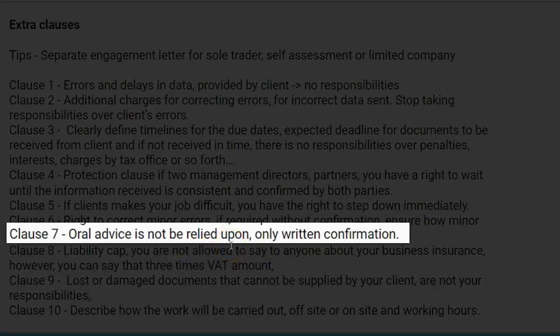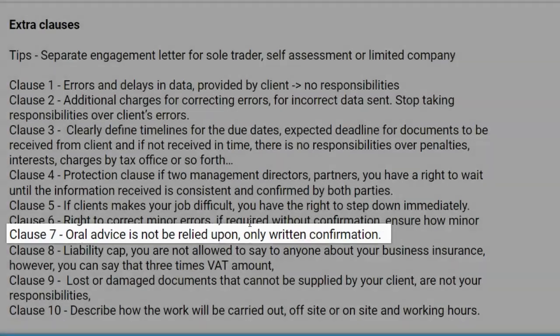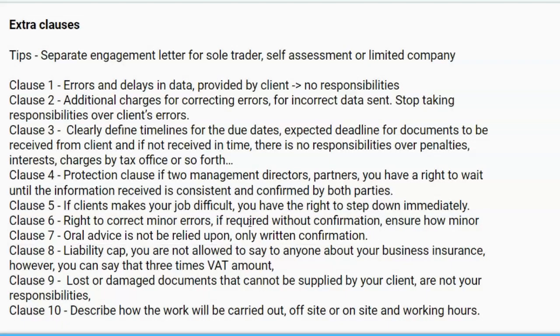So if you are providing any advisory to your clients as well, make sure you have disclosed that they cannot use your advice over the phone. Only the written confirmation after a call would be legally used as reliable information.